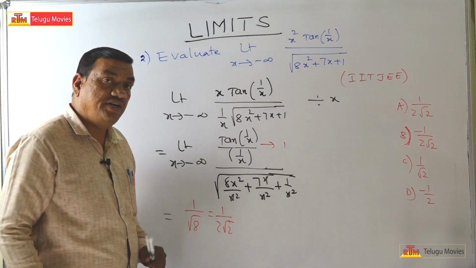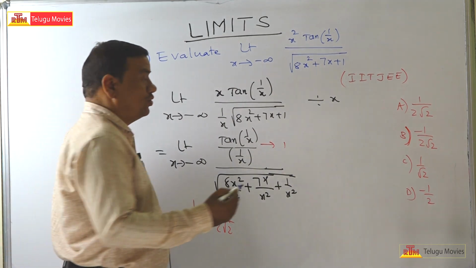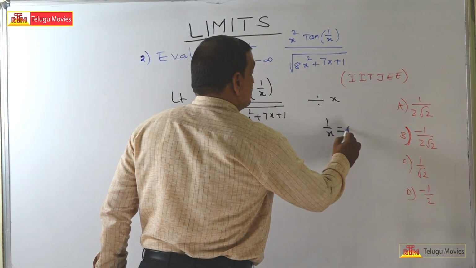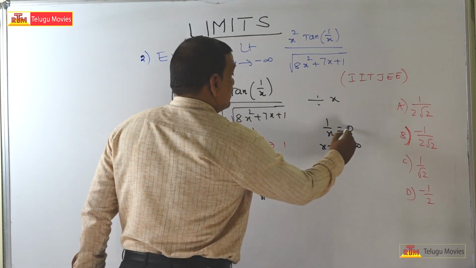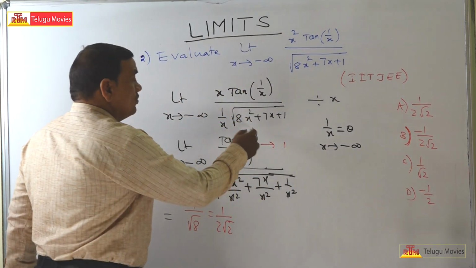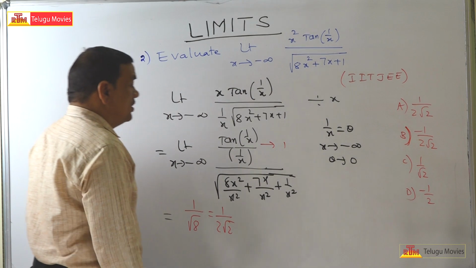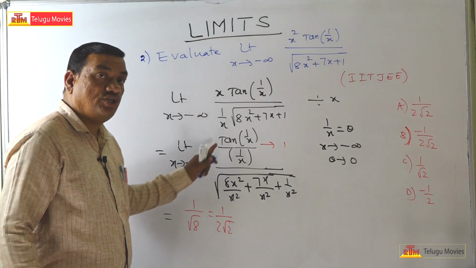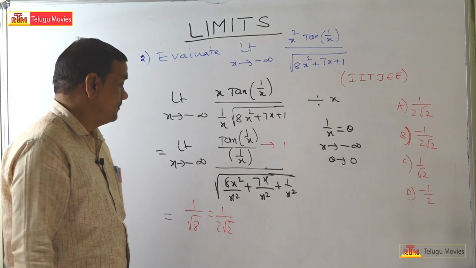As x tends to infinity, you can put 1 by x is equal to theta. As x tends to infinity, 1 by x tends to 0, so theta tends to 0. Therefore, this is limit theta tends to 0, tan theta by theta. So we have the answer 1.